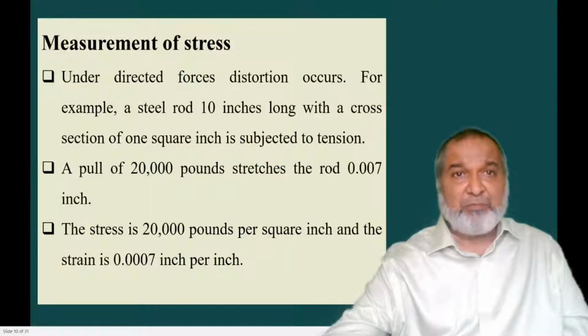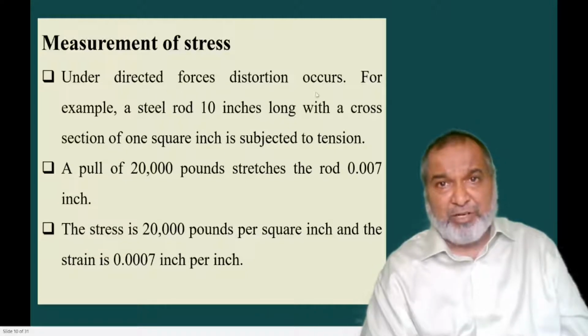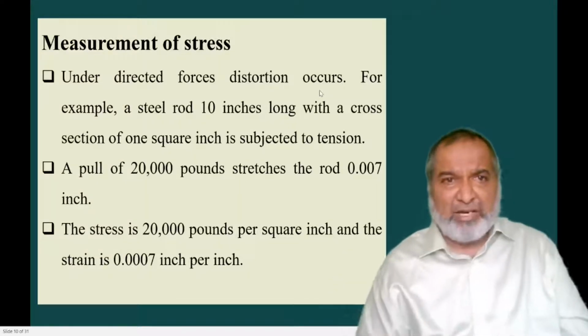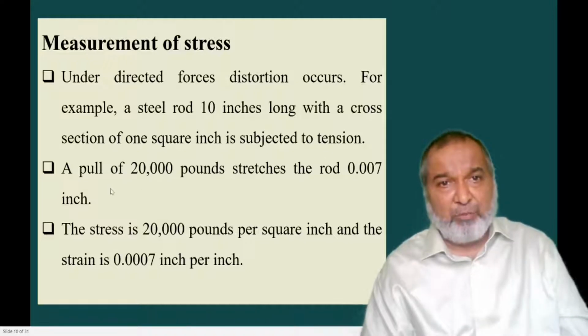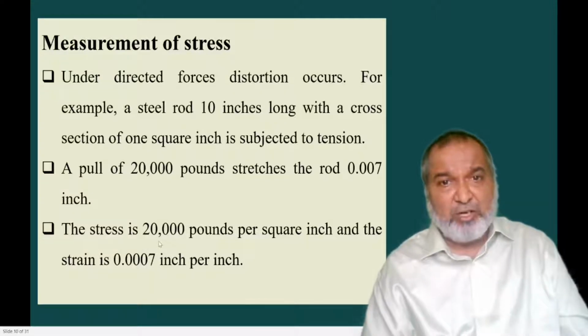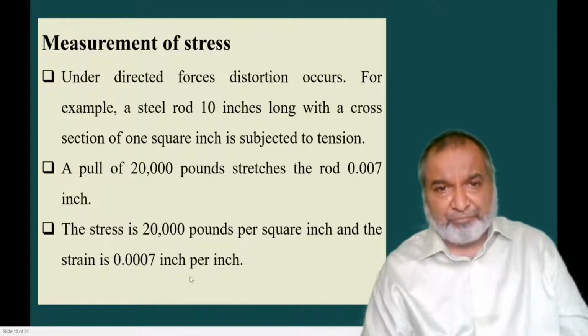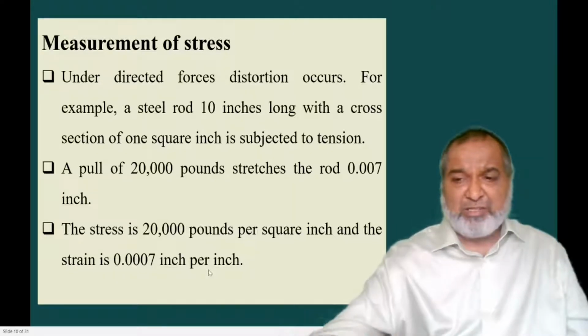Under directed pressure, under directed forces, distortion occurs. Directed pressure means from one side. For example, a steel rod 10 inches long with a cross section of 1 square inch is subjected to tension. A pull of 20,000 pounds stretches the rod by 0.007 inch, so the stress is 20,000 pounds per square inch, and the strain is 0.007 inch per inch.